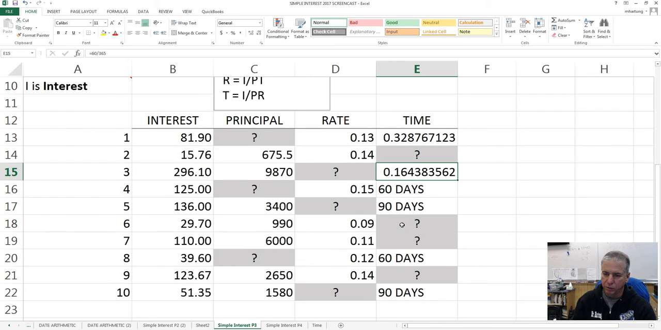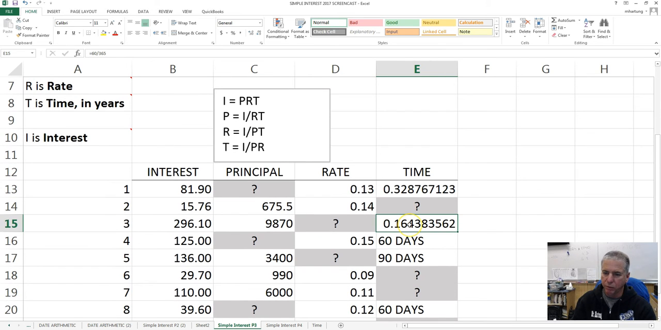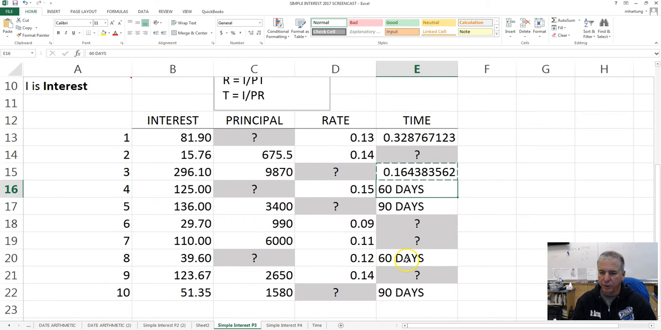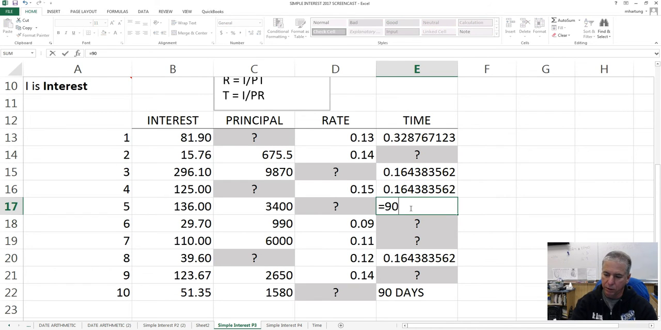And there's also a few more of those for 60 days. So what we could do, save some time, is just copy that and paste it into those 60-day time frames. And 90 days equals 90 divided by 365. And we could copy that one.